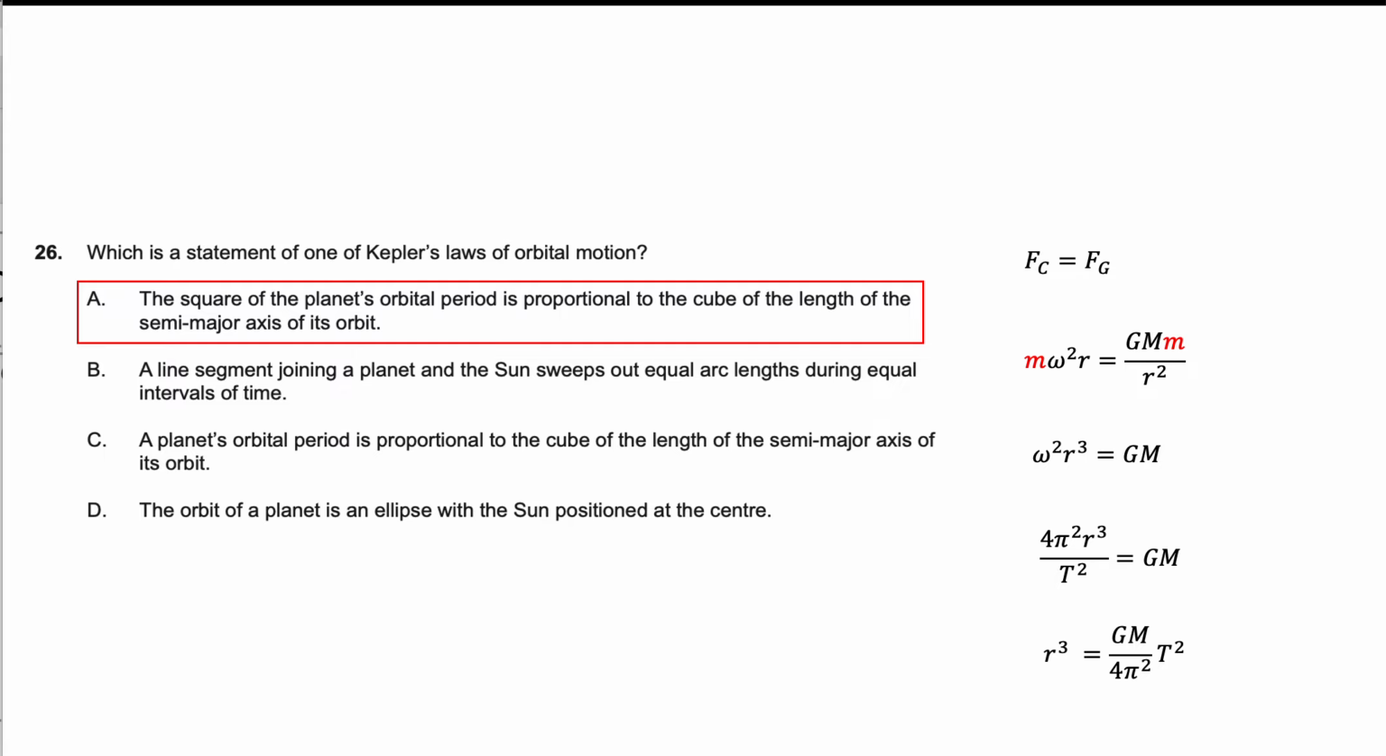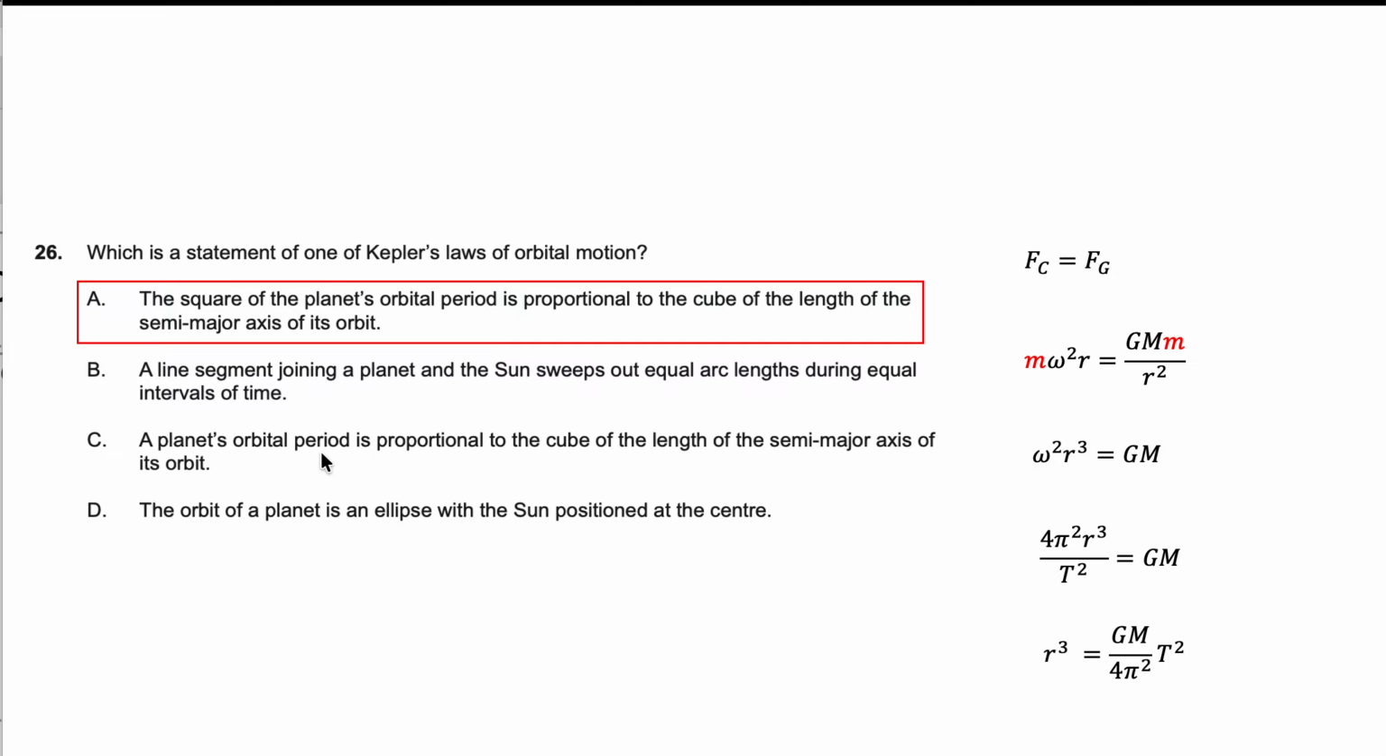Now, what we'll do is have a quick look at B, C, and D and see what is wrong with those. Okay, B is very similar to one of the laws. This is the second law. Okay, so this is the third law. A is the third law. B, second law there, says the line segment joining a planet sweeps out equal arc lengths. I'd like that, however, actually it sweeps out equal areas. So if you wanted to write down Kepler's laws, the second law would be this. However, getting rid of this arc length and changing it for areas would work.